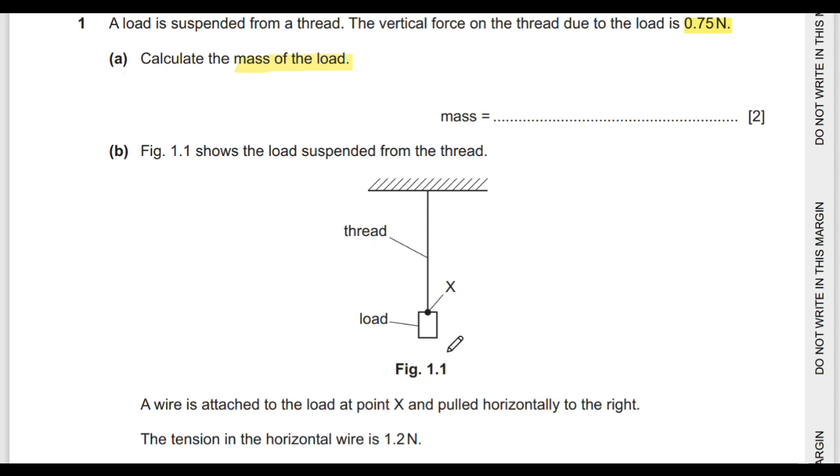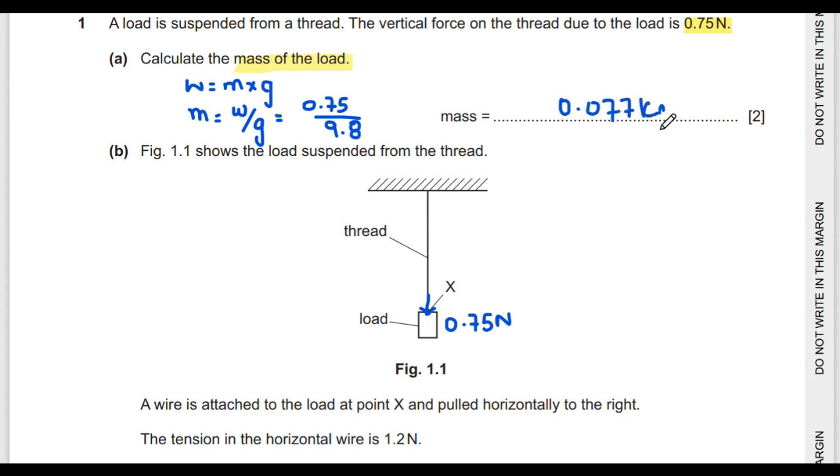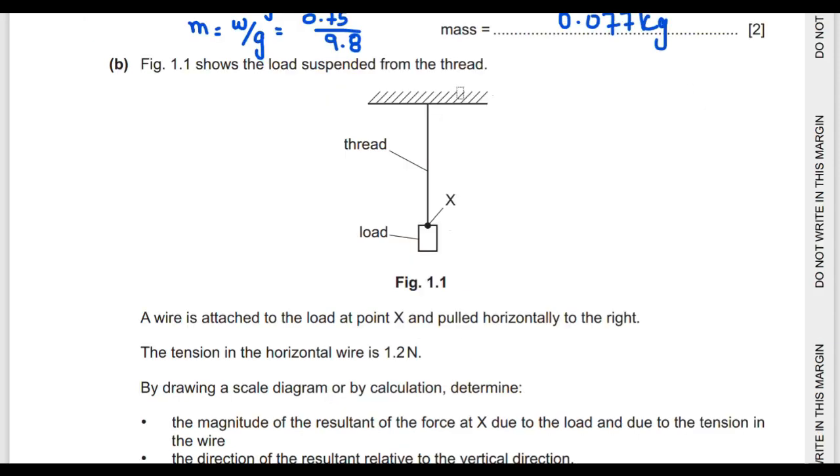So there is a load of 0.75 Newton hanging with the thread and we are supposed to calculate the mass of this load. So weight is equal to mass times gravitational acceleration. And if you want to get mass, it would be weight divided by gravitational acceleration. Weight is 0.75 and g near the earth is 9.8. Dividing them both, you'll get your answer to two significant figures, which is 0.77 kg.